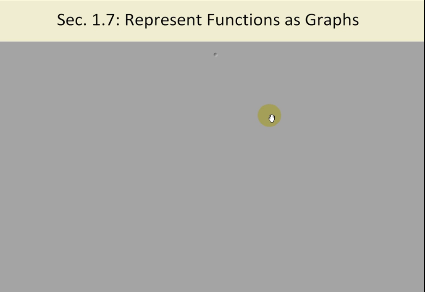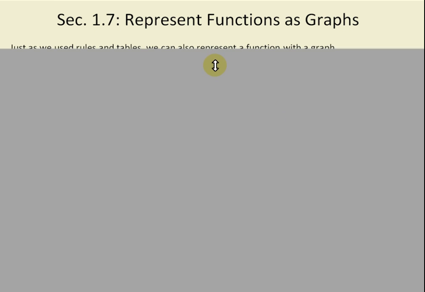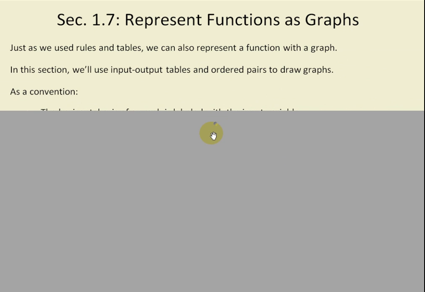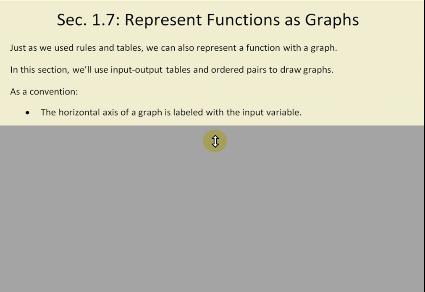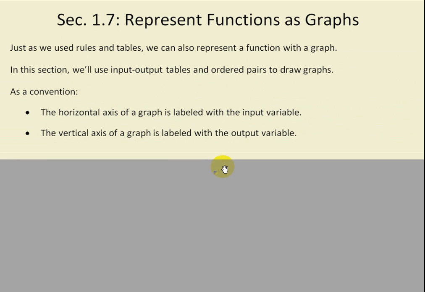In section 1.7, we reached the last section of the chapter. We're going to represent functions as graphs. And just like we did in the previous section, we can work with tables. These will be input-output tables, and we want to make sure to observe a certain convention here when we make our graphs. And that is that our input variable, or the independent variable, will go on the horizontal axis.